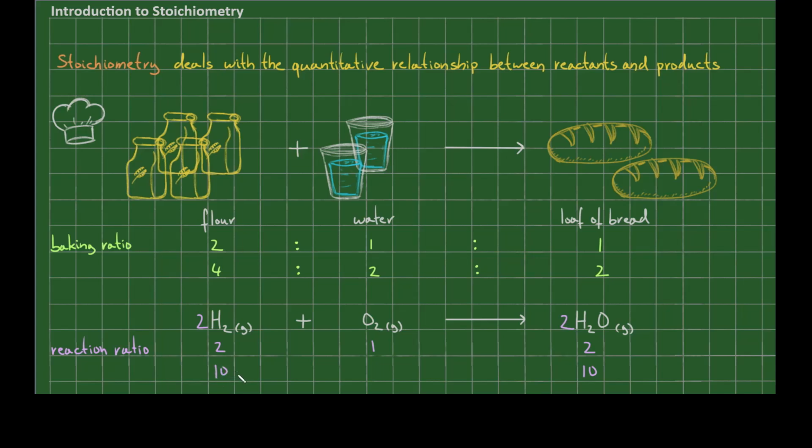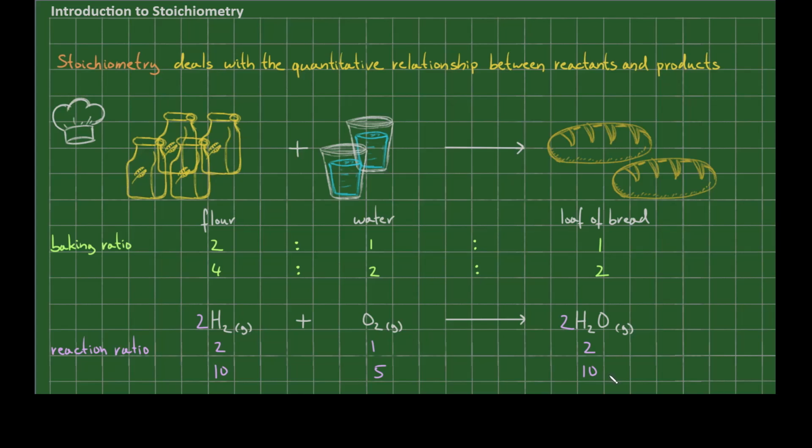And so I will need 10 molecules of hydrogen and 5 molecules of oxygen to give me 10 molecules of water. Yes, I have changed the amount of reactants and products, but I have changed it in equal measure. The reaction ratio of 2 is to 1 is to 2 is the same as the reaction ratio of 10 is to 5 is to 10. And so I could say that the stoichiometric ratio for this particular chemical reaction is 2 is to 1 is to 2.